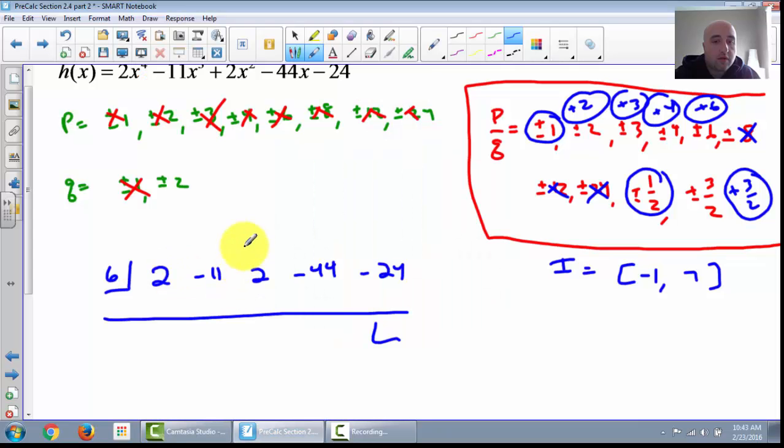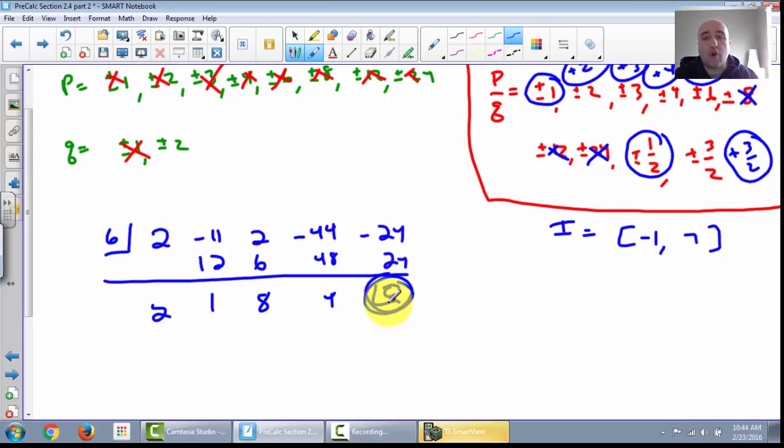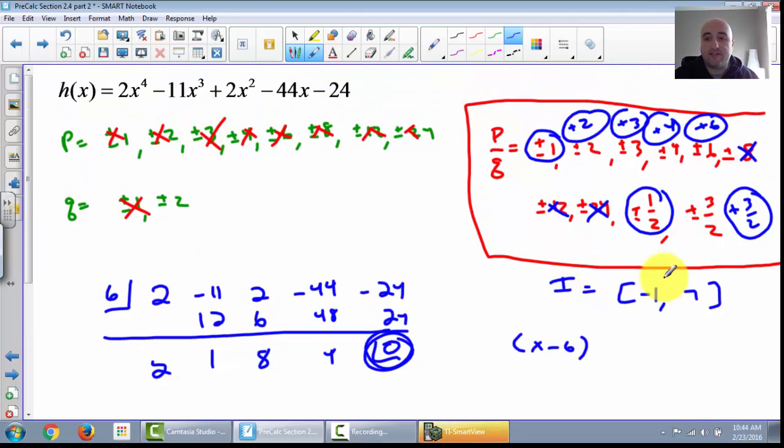All right, so bring down the 2. Multiply, I get 12. Add, I get 1. Multiply, I get 6. Add, I get 8. Multiply, I get 48. Add, I get 4. Multiply, I get 24. Add, I get 0. So what do we notice? 0 is a remainder, so we now know that x minus 6 is one of my roots. Okay, perfect. So that's the one on the top.